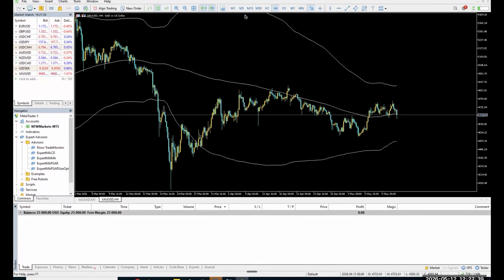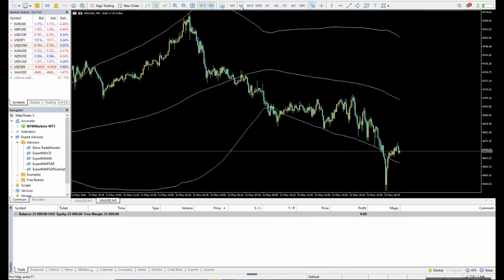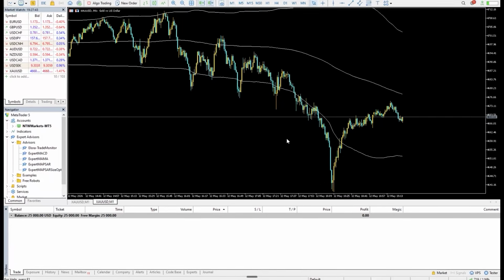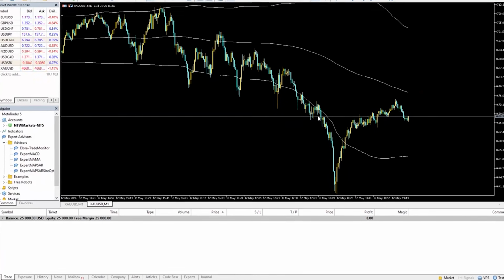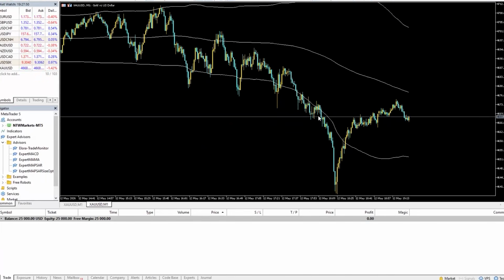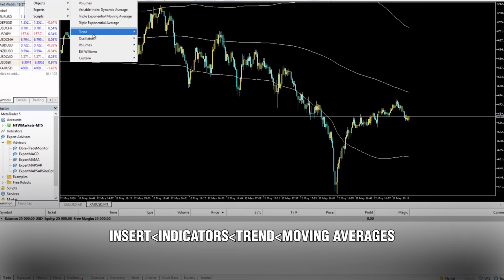Now, as it's going, there's going to be pullbacks. You don't know exactly how you're going to be able to withstand and hold that move as it goes. This is where the moving average comes in. So the next indicator we're going to add is the moving average. One of my favorite moving averages that I love to use is the moving average 800.